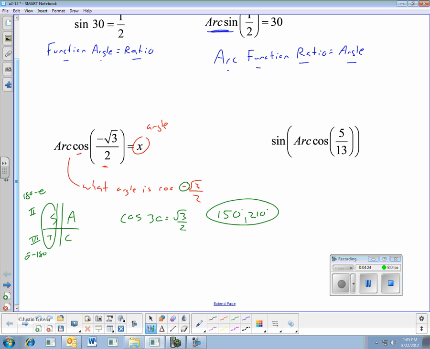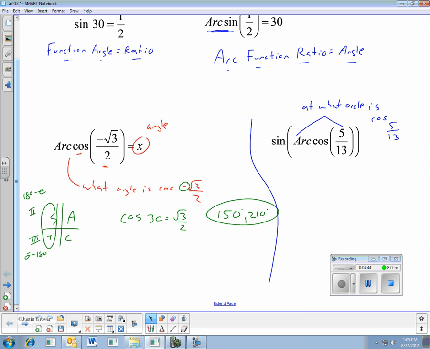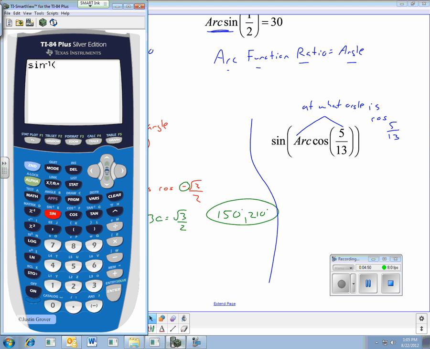Let's look at one more example. Sine of arc cosine 5 over 13. Again, you need to think of this as, at what angle is cosine 5 over 13? Your calculator can do this for you too. At what angle is cosine 5 over 13? Well, let's say inverse of cosine 5 over 13.